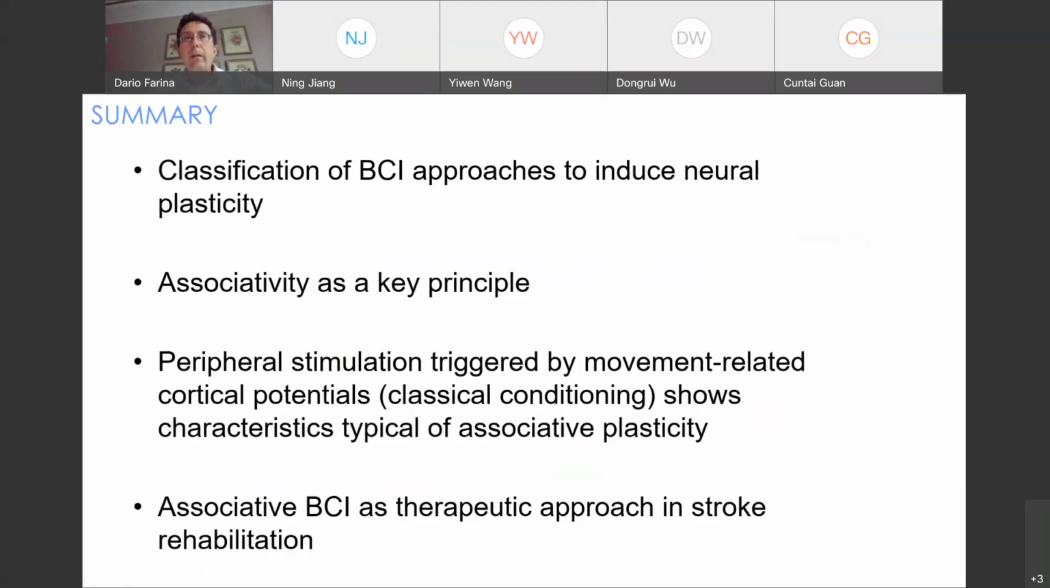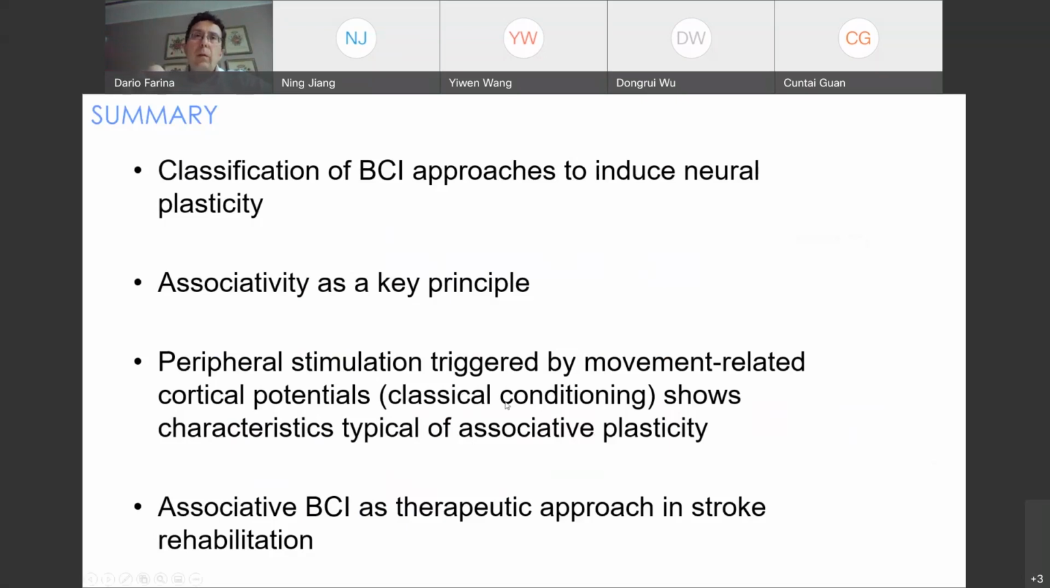Then I went into discussing a bit more specifically a series of studies that we have done in the past 10 years in a multi-centric approach, where we timed the peripheral stimulation, so peripheral nerves, specifically with movement-related cortical potentials online identified from EEG recording. So this would be a classical conditioning that leverages the concepts of associative plasticity. And I hope I have convinced you that indeed the associative part is a key aspect of this paradigm.